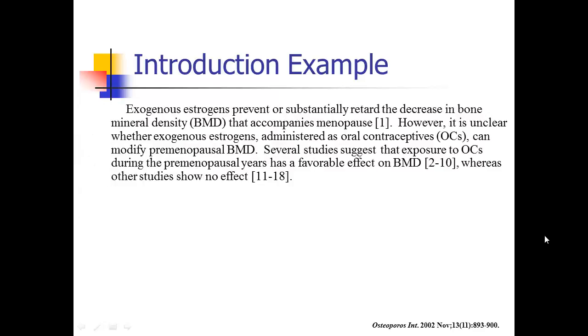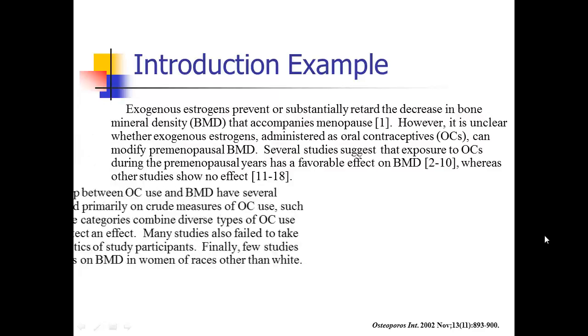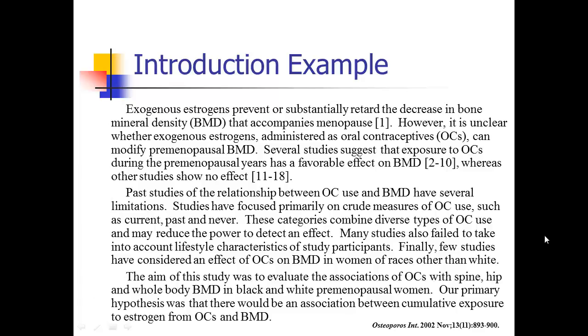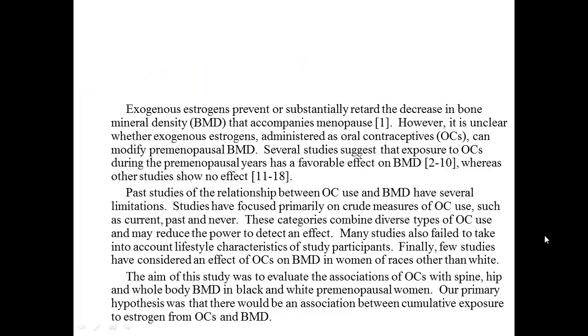right, another example. This one's actually 3 paragraphs long. So this one says exogenous estrogens, so these are if you're taking estrogen pills, prevent or substantially retard the decrease in bone mineral density that accompanies menopause. So we know if you give estrogen pills to postmenopausal women that will stop them from losing bone density. So that's the known.